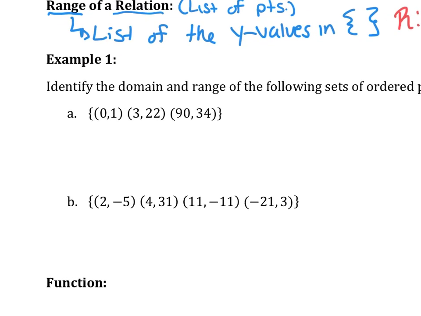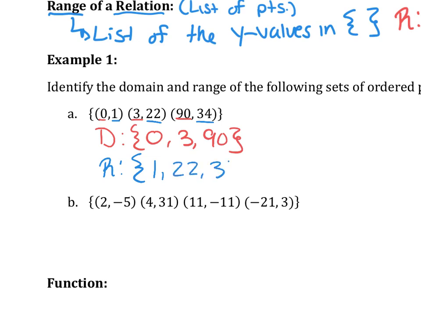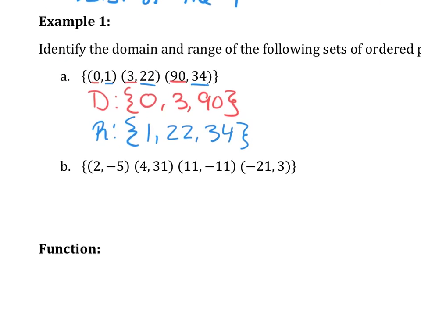All right, so for letter A, for the domain, make sure that when we're listing the domain and range here that you do label it somehow. You can just write D, you don't have to write domain, but make sure there's some way to identify which set is which. And we just list our x values, so 0, 3, and 90. And then the range is the list of our y values, 1, 22, 34. Questions on that one?